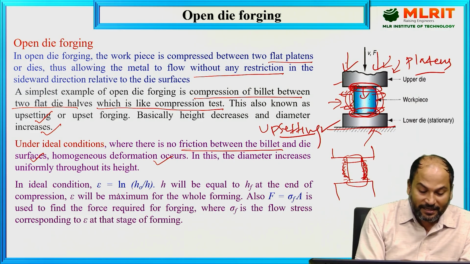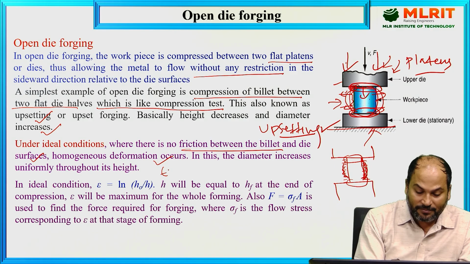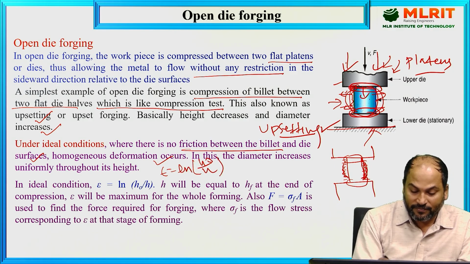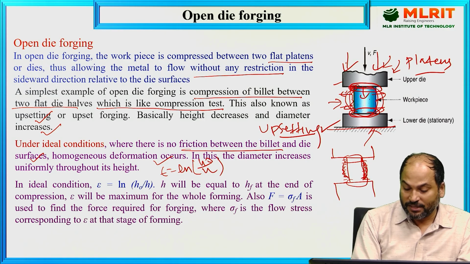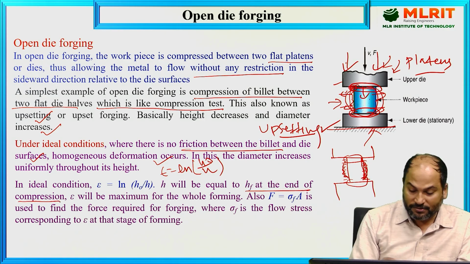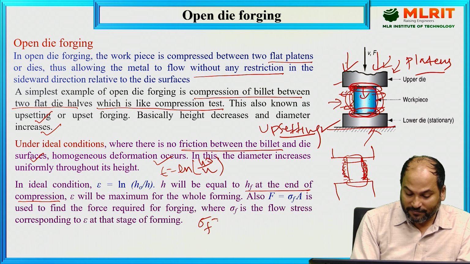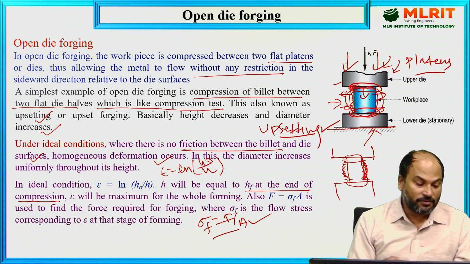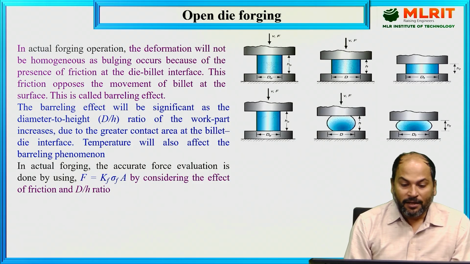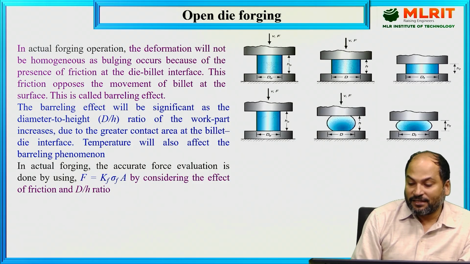So in ideal condition, the strain we can write simply is equal to ln of initial height upon final height, where h is equal to hf at the end of the compression. And for the force F, with flow stress sigma F, we can write force upon area. There will be no problem in this one. But if it is not an ideal condition, then what will happen?